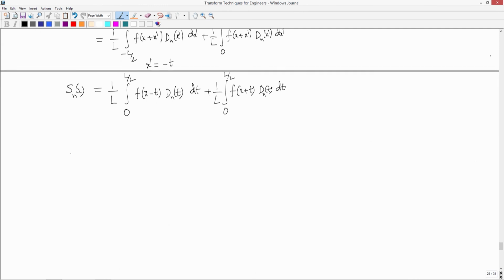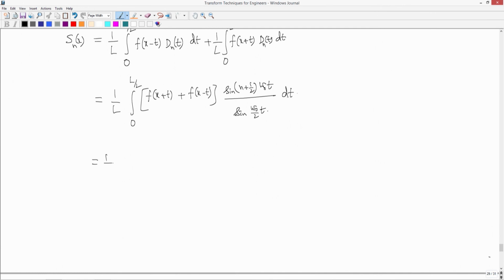So the next step is you write what your dn of t is, that is 1 by L integral 0 to L by 2. You can combine these two integrals. There is going to be f of x plus t plus f of x minus t, this one I wrote first, into dn of t, which is common. We have seen already that dn of t is sine of n plus half omega naught t divided by sine omega naught t by 2. This is a function of t, so you write dt.